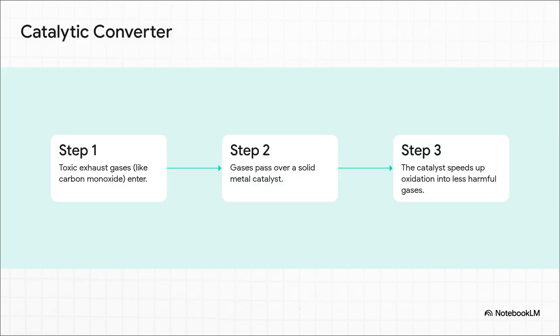In fact, you probably have one of these in your car right now. A catalytic converter uses precious metals like platinum to grab toxic exhaust gases like carbon monoxide and super quickly convert them into much less harmful stuff like carbon dioxide and water. It's a perfect, everyday example of a catalyst making our world a cleaner place.